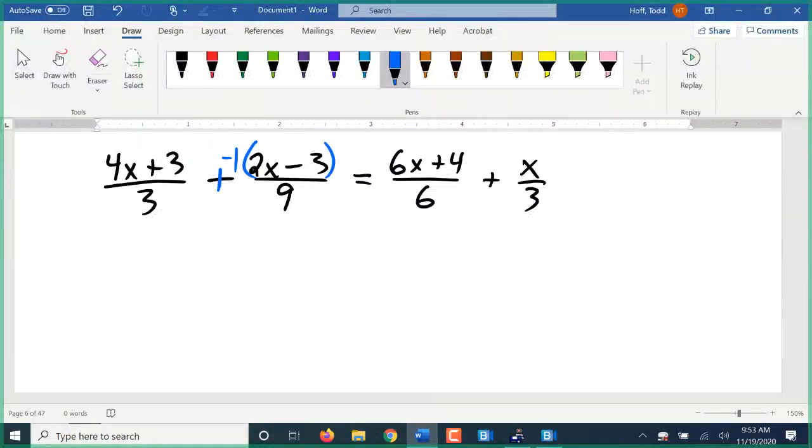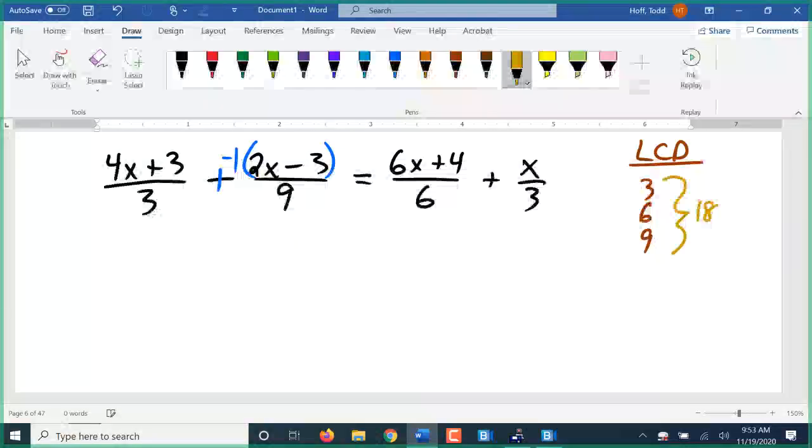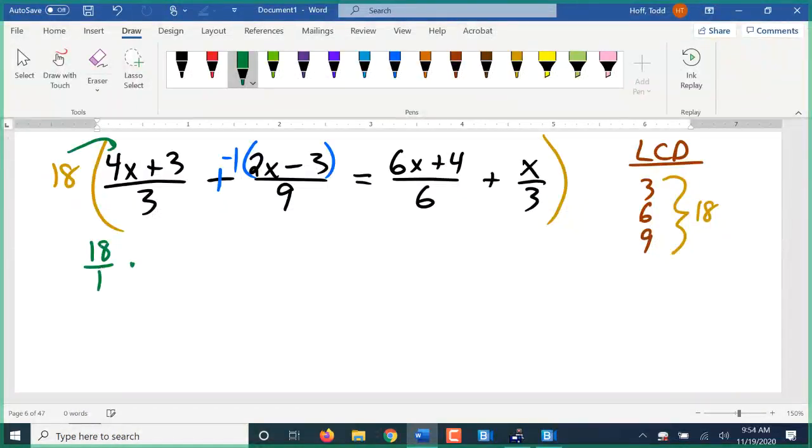So now our least common denominator. We have 3, 6, and 9. Well, 3 goes into both 6 and 9, so anything that works for 6 and 9, the 3 will work for. Looks like we're going to go with 18. 6 and 9 both go into 18, and 3 goes into 18 as well. So we're going to multiply this whole equation by 18. So we have 18 times, we'll make it 18 over 1 times 4x plus 3 over 3.